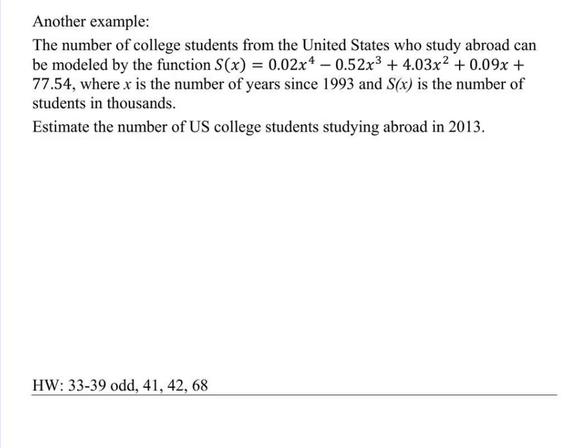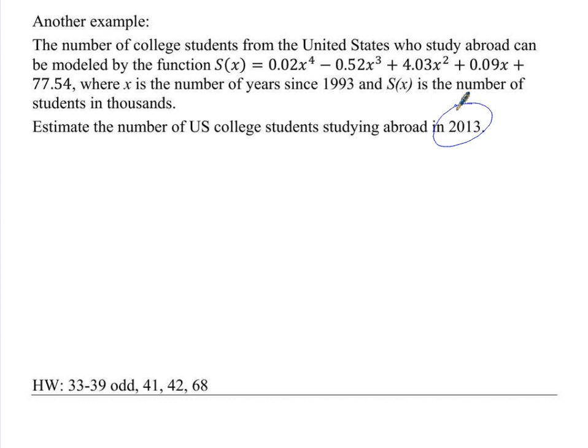Last problem. The number of college students from the United States who study abroad, that means they go to some other country, can be modeled by the function that I'm giving you. I'm not going to read that. Where x is the number of years since 1993, and s of x is the number of students in thousands. Estimate the number of U.S. college students studying abroad in 2013. I want to do this using the remainder theorem.